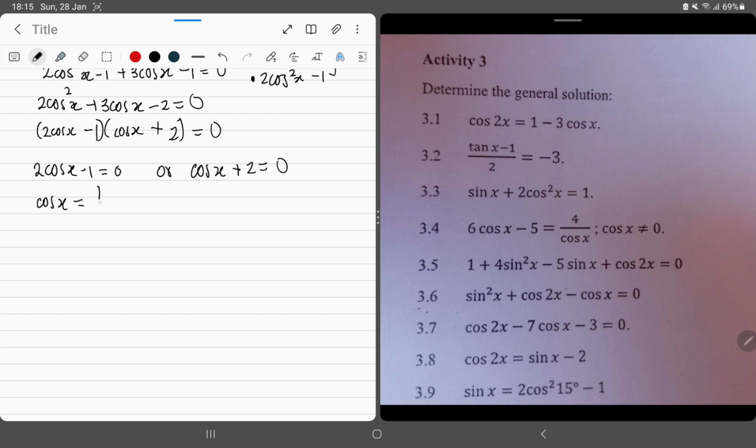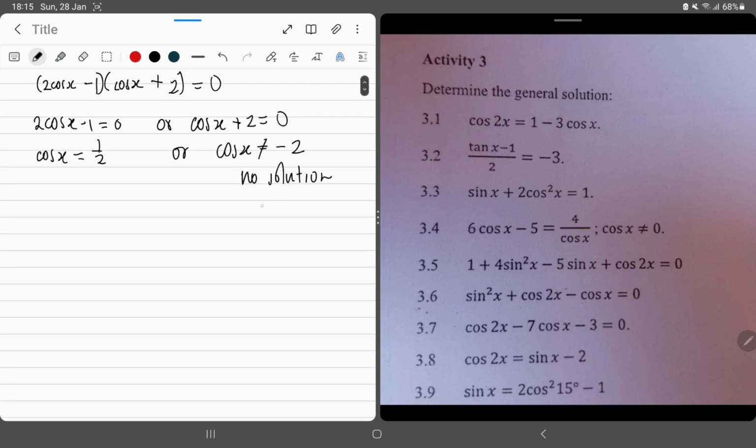Cos of x is equal to 1 over 2, or cos of x is equal to negative 2. But this has no solution. I know this because when I draw the graph of cos, it will have a range of 1 to negative 1, and the graph will look something like that. So the turning points of the graph will never be equal to negative 2. That is why this has no solution.